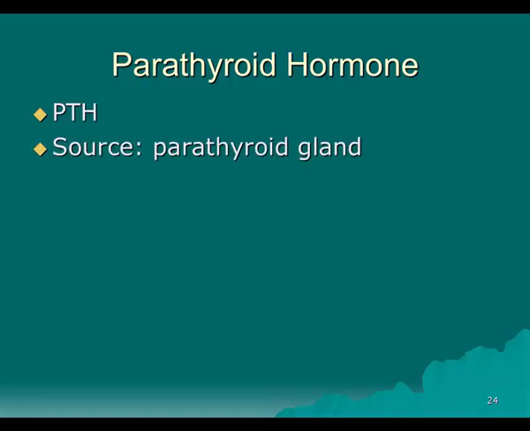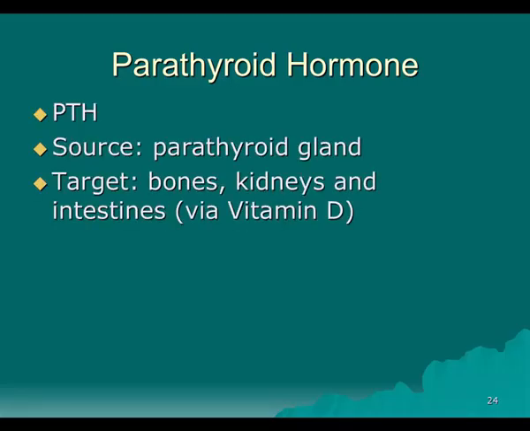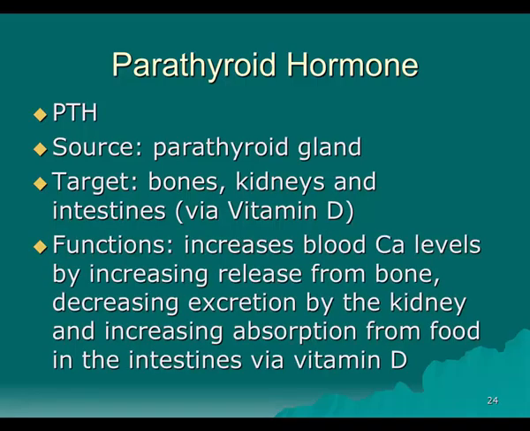Parathyroid hormone, or PTH, again, comes out of the parathyroid gland. It targets the bones and the kidneys, just like calcitonin does, and tells it to release calcium, so get it back up in the blood. It also, via vitamin D, targets the intestines to help us absorb calcium. So parathyroid hormone increases blood calcium levels by telling the bones to release it and the kidneys to save it. It induces the production of vitamin D, which increases absorption of calcium.